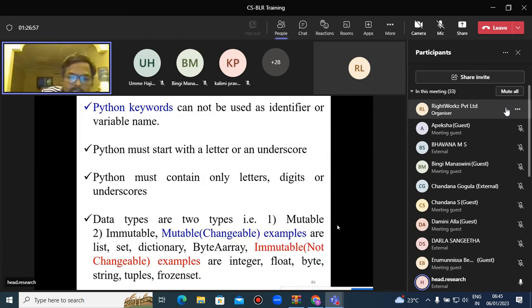Data types are of two types, mutable and immutable. Mutable means we can change or edit them. Examples: list, set, dictionary, byte array. Immutable means we cannot edit once we declare them. Examples are integer, float, byte, string, tuples, frozen set, etc.